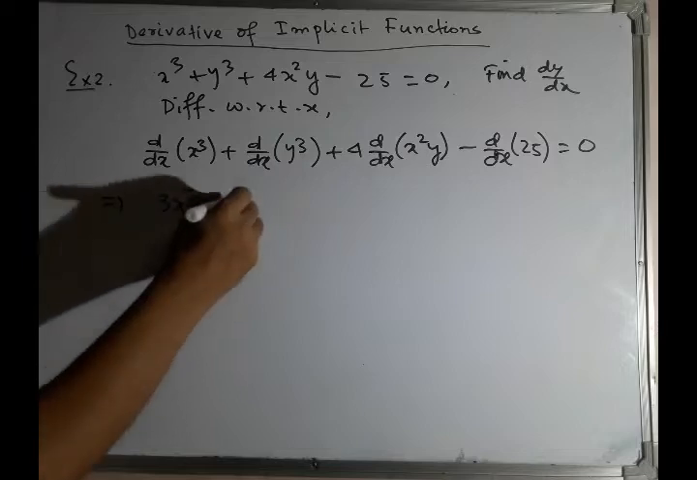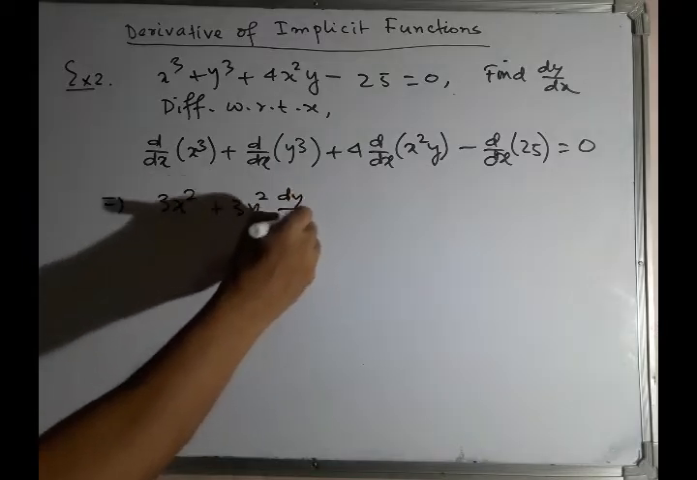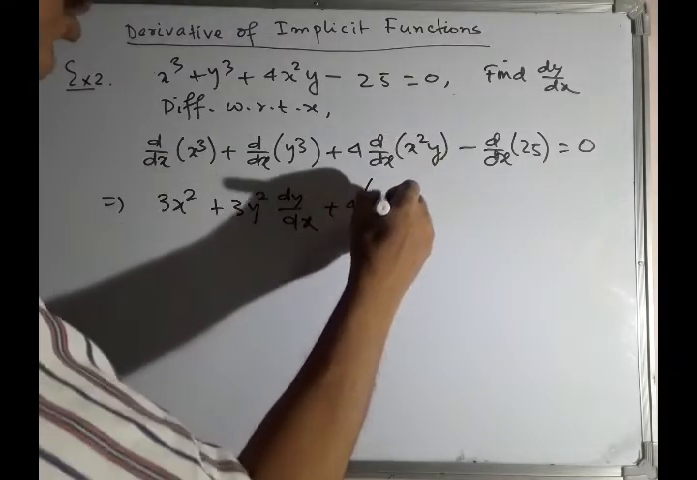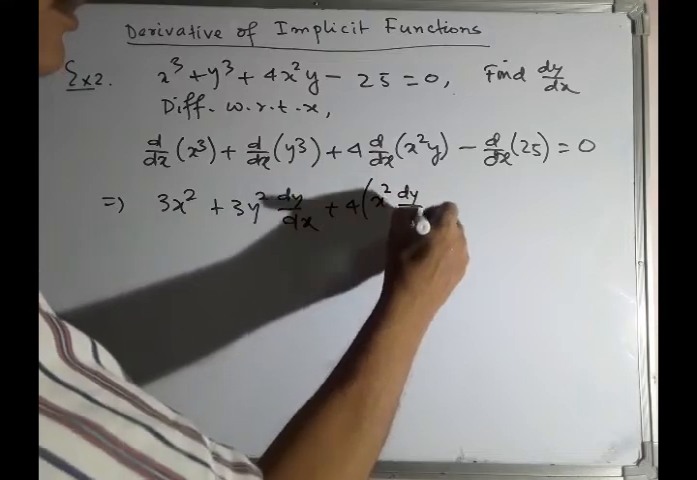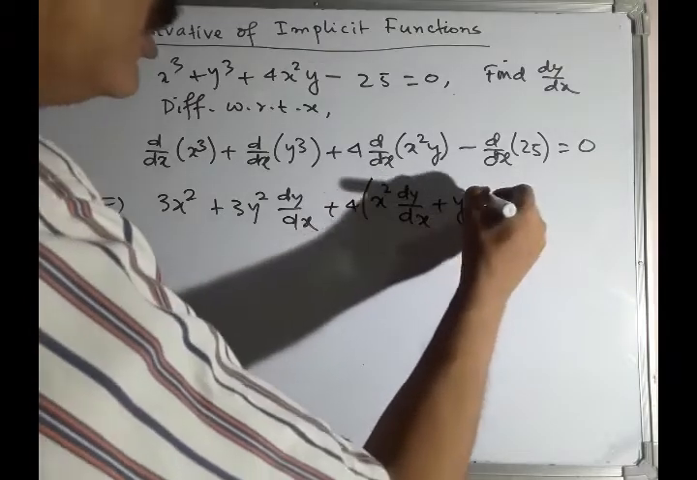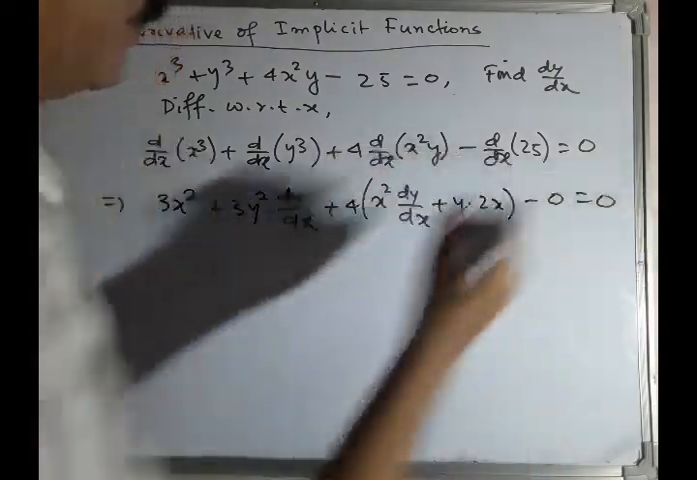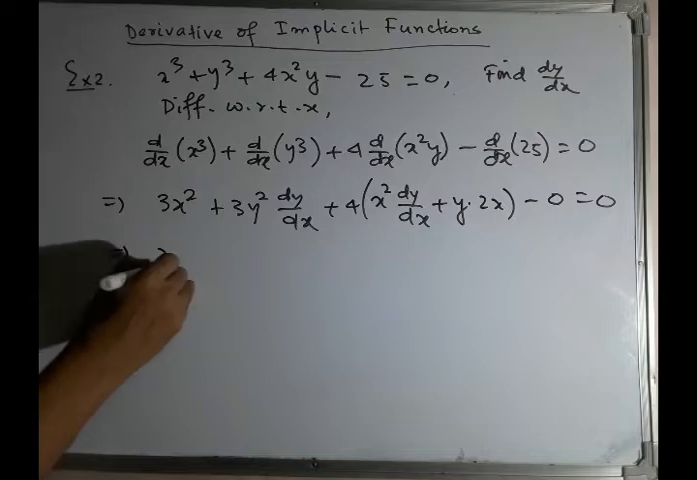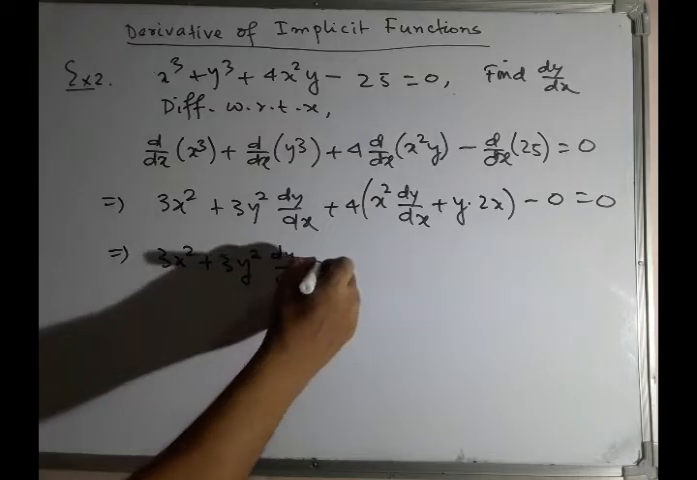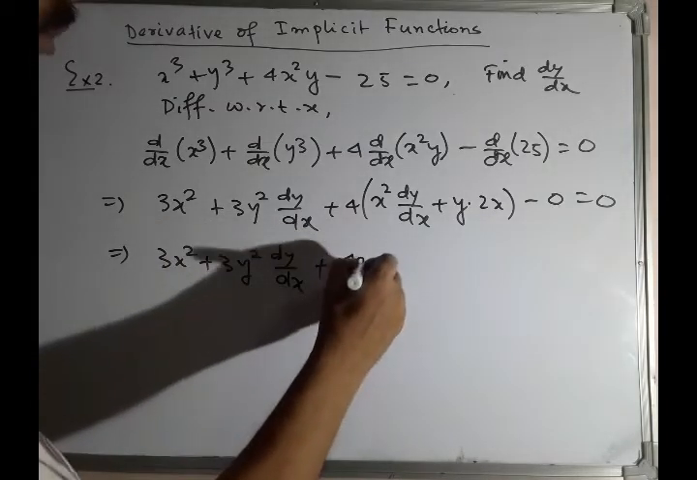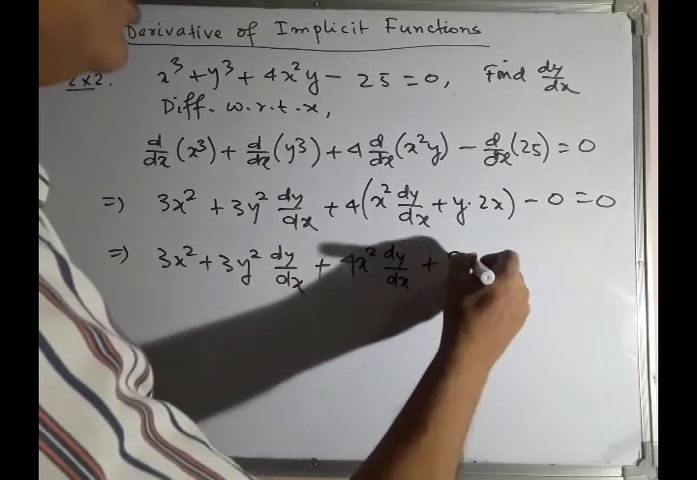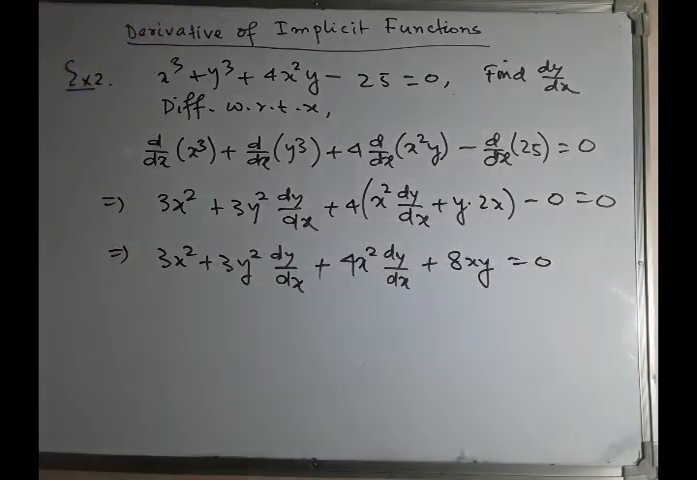So then what will we get? 3x square plus 3y square dy by dx plus 4 times (x square dy by dx plus y into the derivative of x square, which is 2x) minus 0. Open the bracket. 3x square plus 3y square dy by dx plus 4x square dy by dx plus 8xy equal to 0.